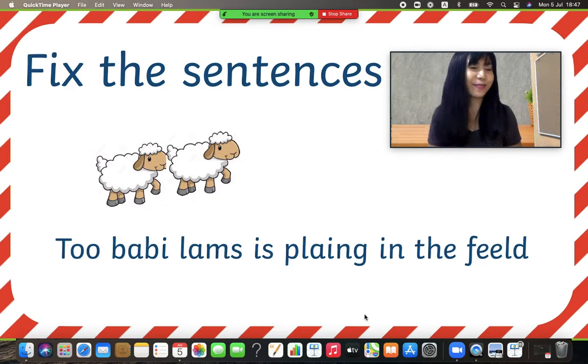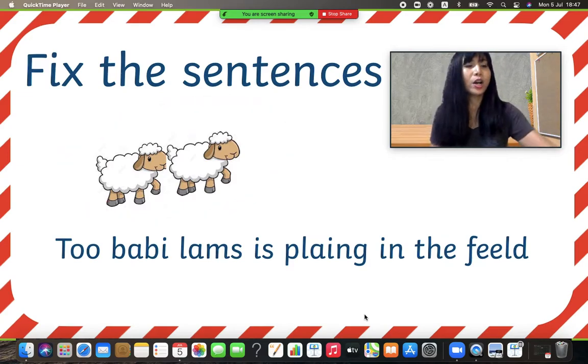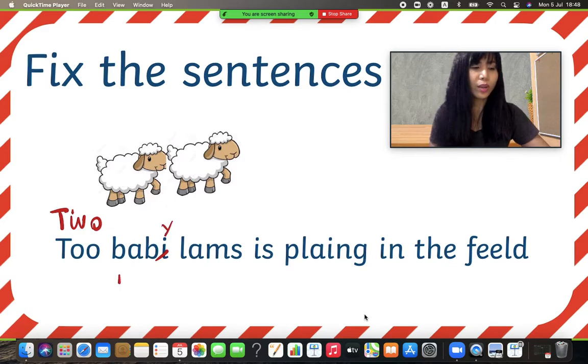The sentences. We have to focus on spelling and sentence structures. Let's start. As you can see, there are two baby lambs. All right, let's take a look. Two, this one, spelling, okay, two. Two baby. This has to be Y, so it has to be baby.